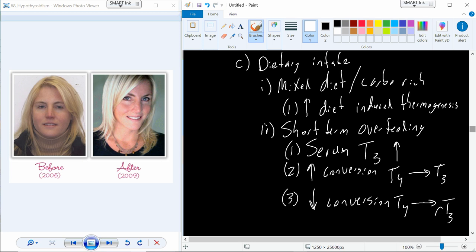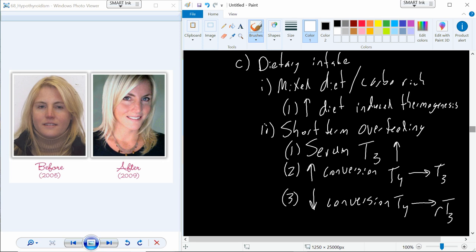Carbohydrates are going to induce thermogenesis. Short-term overfeeding results in basically higher bioavailability of T3 and T4. We get rid of that conversion of T4 to reverse T3, and we increase the conversion of T4 to T3. So serum T3 levels go up.